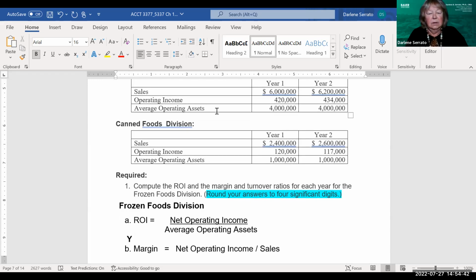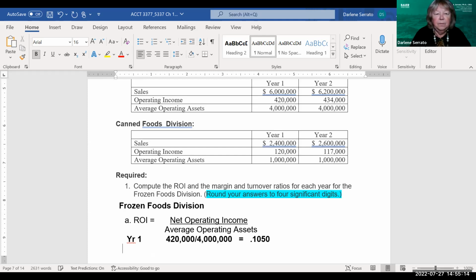So year 1, operating income was 420,000 divided by average assets of 4 million. And that's going to give us 0.105. Okay, they want 4.